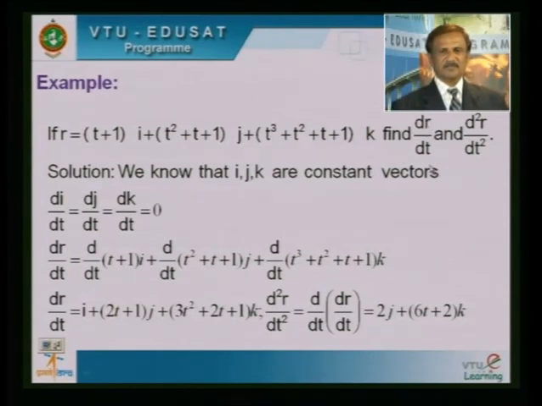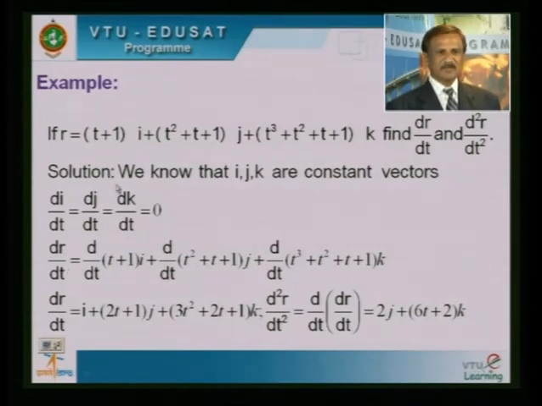Now I want to find dr by dt, the derivative of the given vector with respect to t, and similarly the second derivative with respect to t square. Means I want to calculate the first and second derivative. So friends, we know that i, j, k are constant unit vectors. Then di by dt is equal to 0. Just now we have observed that if c is a constant vector, then dc by dt is equal to 0. Using that formula, you will get di by dt is equal to 0, and similarly dj by dt is also equal to 0, dk by dt is equal to 0. And I want to calculate dr by dt.